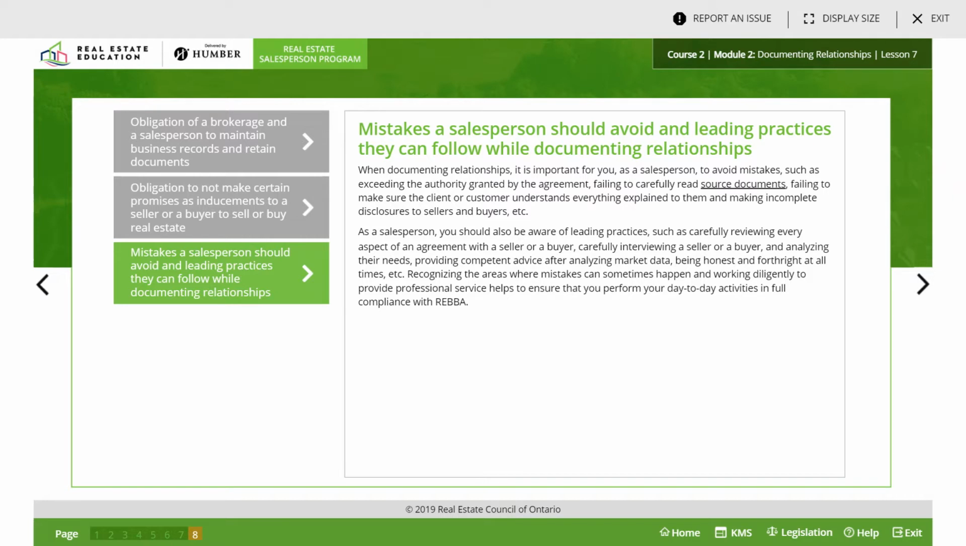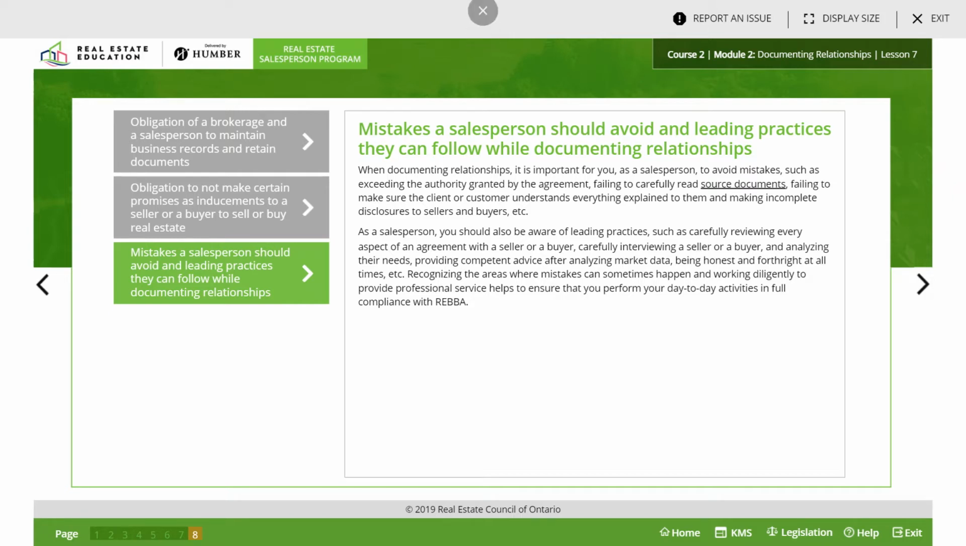As a salesperson, you should also be aware of leading practices, such as carefully reviewing every aspect of an agreement with a seller or buyer, carefully interviewing a seller or buyer and analyzing their needs, providing competent advice after analyzing market data, being honest and forthright at all times, etc. Recognizing the areas where mistakes can sometimes happen and working diligently to provide professional service helps to ensure that you perform your day-to-day activities in full compliance with REBA.